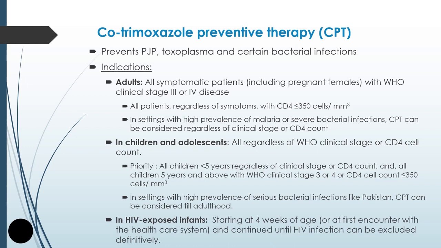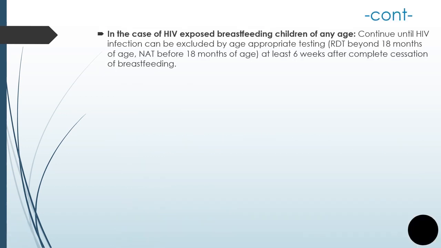In HIV-exposed infants, the CPT prophylaxis should be started at 4 weeks of age or at first entrance into the healthcare system, and it should be continued until HIV infection can be ruled out definitively. In case of HIV-exposed breastfeeding children of any age, it is recommended to continue CPT until HIV infection can be excluded by age-appropriate testing and at least 6 weeks after complete cessation of breastfeeding.